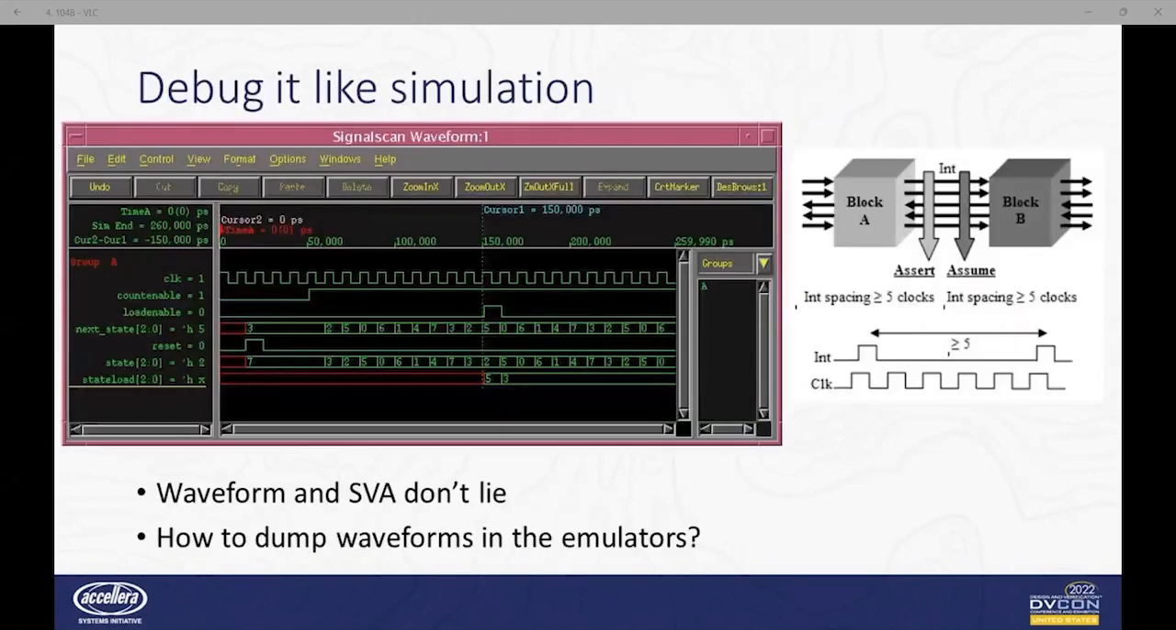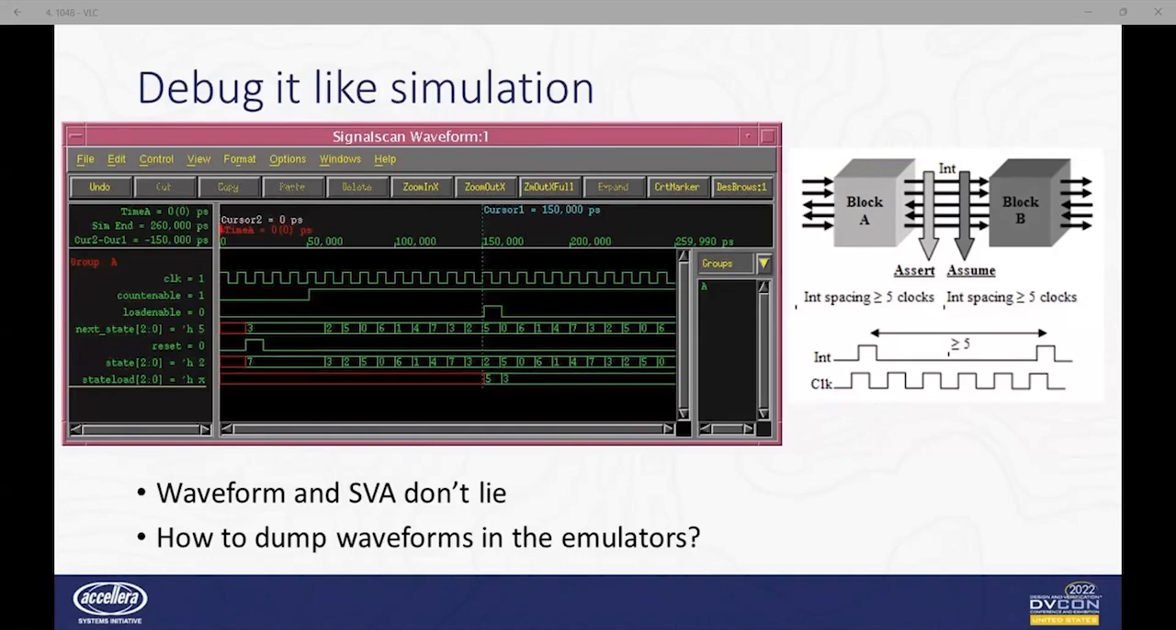After we rule out all the possibilities of software and build problems, the only logical conclusion is a hardware bug. Armed with the undisputable truth of the waveform and SystemVerilog assertions, we can enlist the help of the designers and the verifiers to look at the problem.